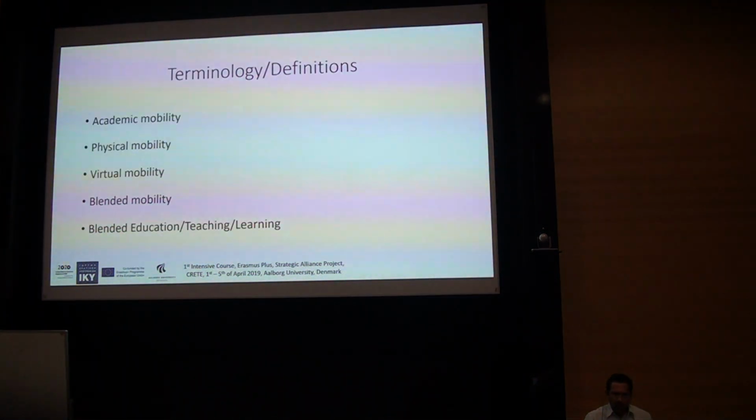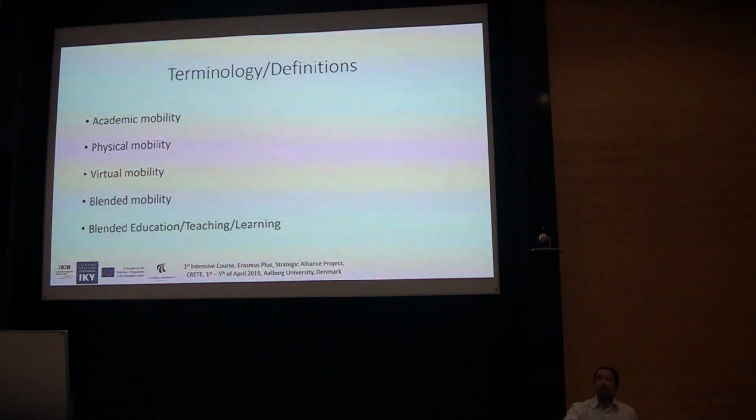So, we are going to give some concepts and definitions that are connected to blended mobility. So we have academic mobility. Academic mobility means the movement of students and teachers from one higher education institution to another, in the same or in another country, for teaching or learning during a period of time. So this mobility can be physical, can be virtual, or it can be blended. Blended means a mix of those.